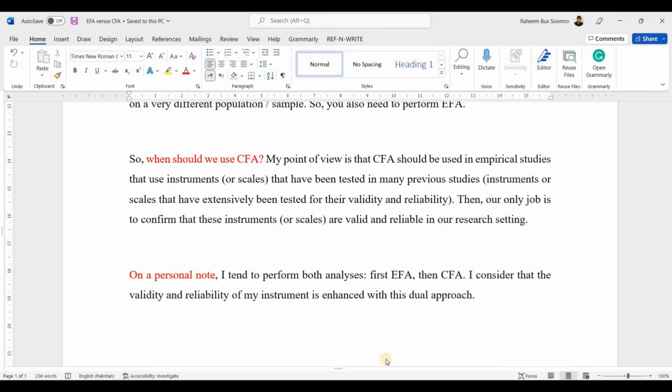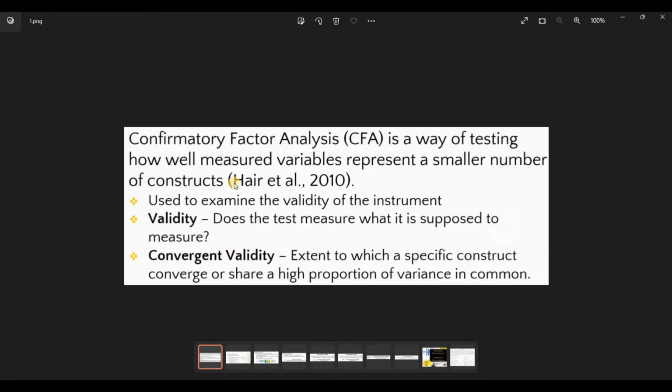And I want to show you some more things. Confirmatory factor analysis is a way of testing how well measured variables represent a small number of constructs. Now, what is the job of validity? Validity is whether the test measures what it's supposed to measure. The instrument has been developed to measure a certain latent variable, so is that same construct being measured by the instrument, or something else? Convergent validity is the extent to which a specific construct converges or shares a high proportion of variance in common. That's the job of confirmatory factor analysis.